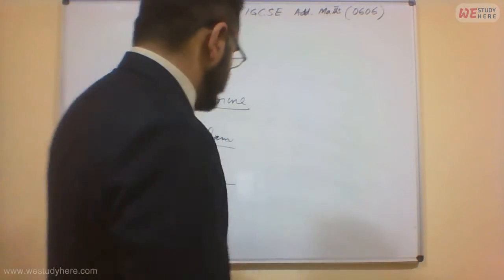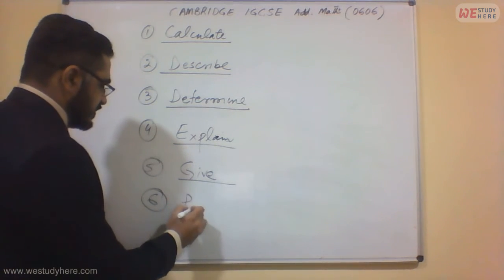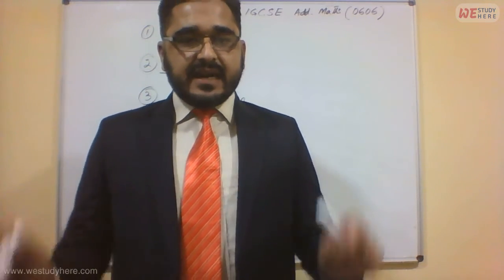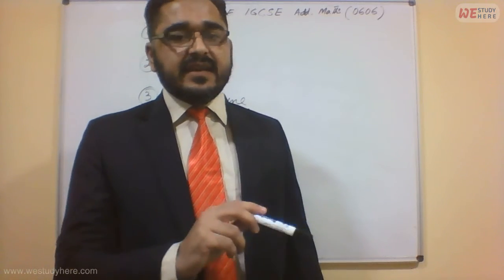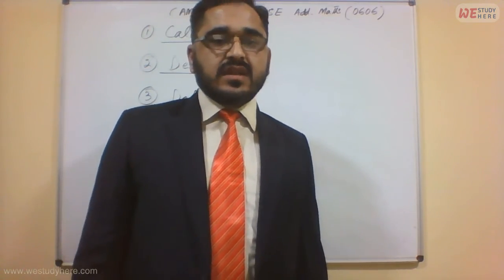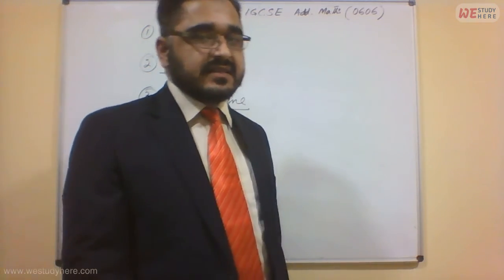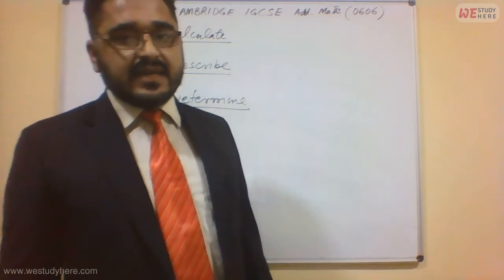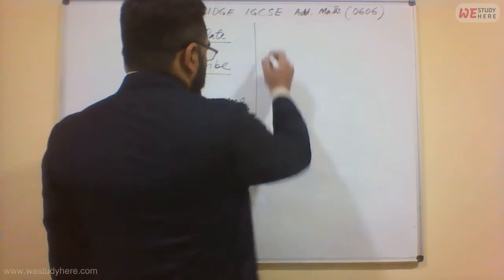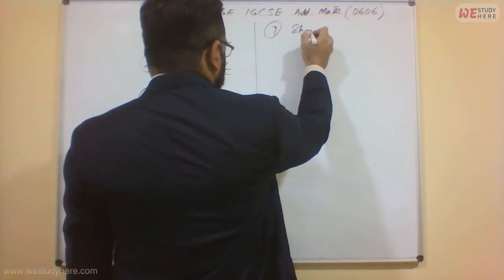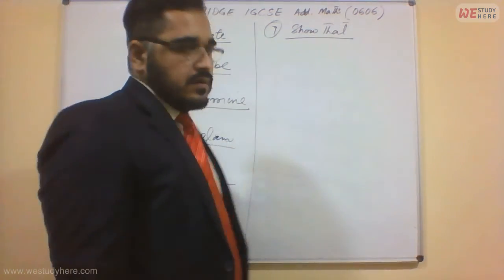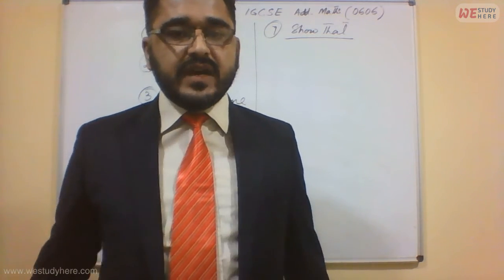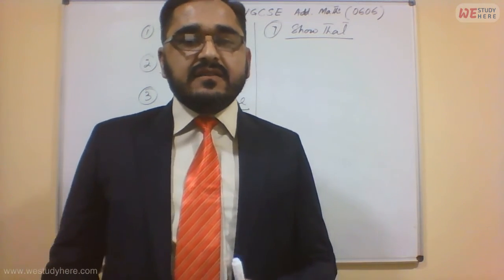Number 6 is plot. Plot means make points on the graph. We take each and every point on the graph, then we join those. For a straight line we join the points with a straight line, for a curve we draw a curve, but making the points on the graph is the plot. Then the next command word is show that. Provide structured evidence that leads to a given result.